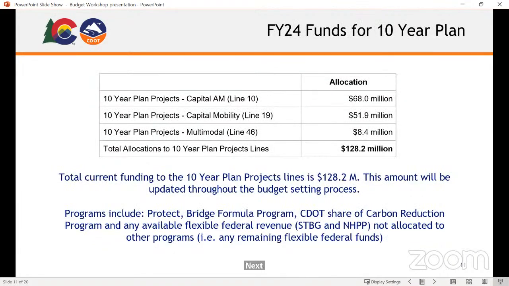Okay, 10-year plan. So we just wanted to call this out. These are relatively new lines in your one sheet. There's three of them. So capital asset management, we have $68 million dedicated to the 10-year plan in that line. This comes from the new Infrastructure Investment and Jobs Act, the new federal funding, the PROTECT program, which is about $22 million went into that line, and then the new bridge funds went into that line.